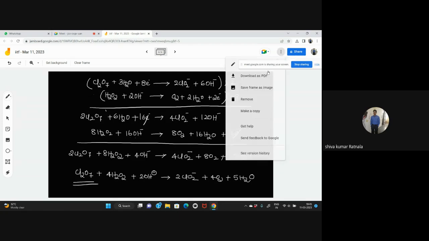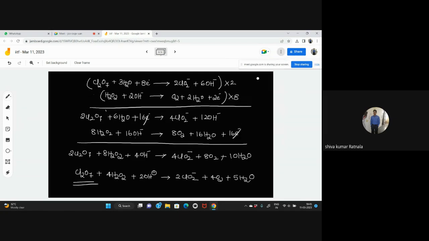Likewise, you need to solve. So from here, what have we completed? We have completed the entire redox reactions topic in your 11th class also. Okay, students?